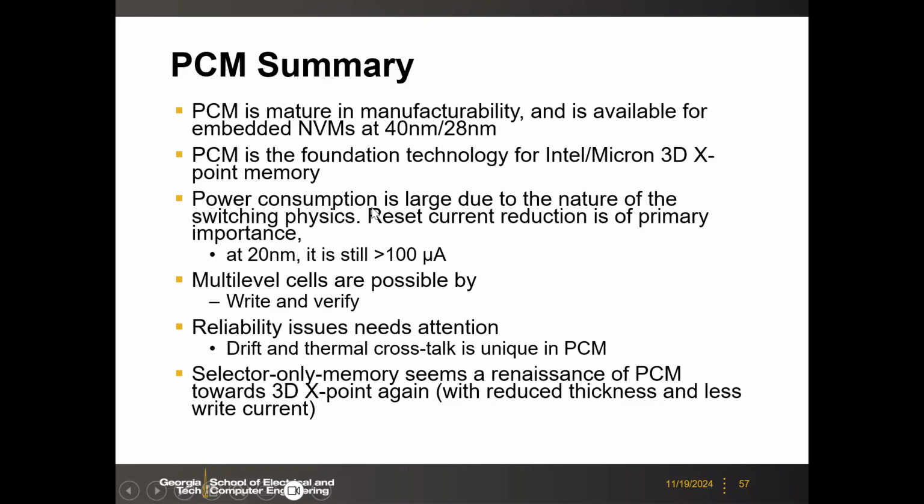So fundamentally, for the phase change memory, the reset current is still too high. But with the selector only, if you get rid of the phase change memory, you can reduce that current. The selector-only memory is similar to phase change because the OTS material is still chalcogenide. Maybe the ratio is not GST 225, or maybe there is some doping. I don't know. Actually, nobody knows what's inside. But overall, it's similar to the phase change memory. It's still chalcogenide material.